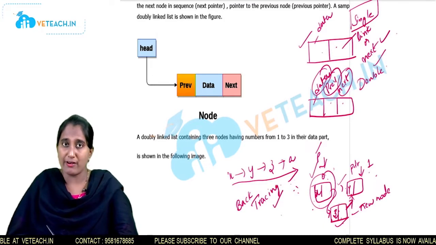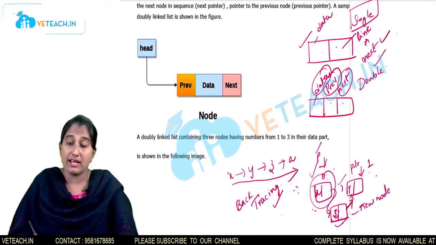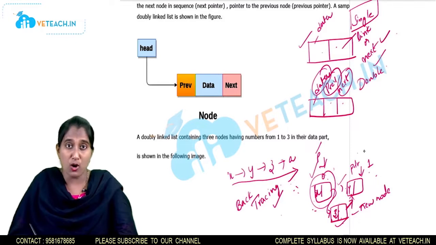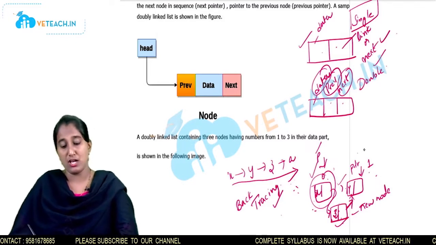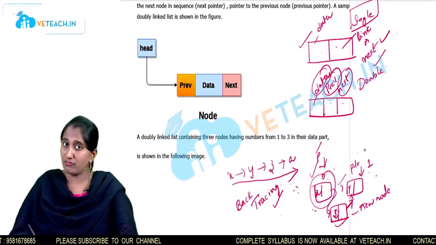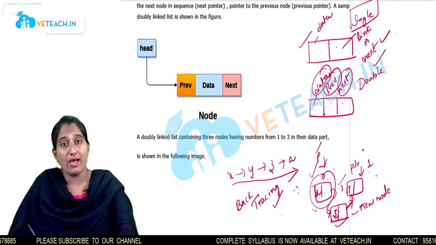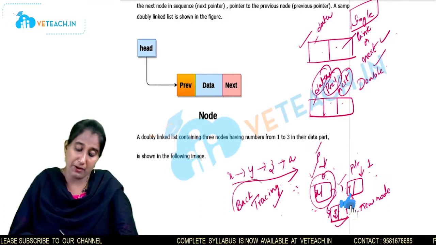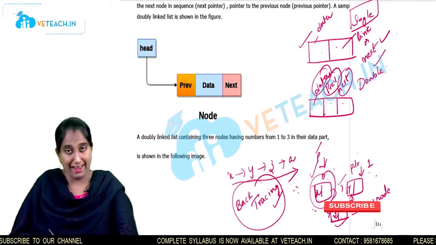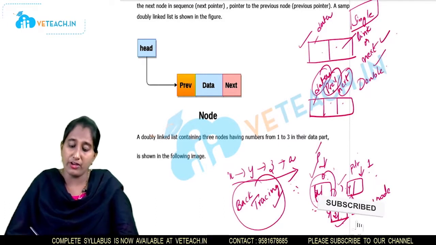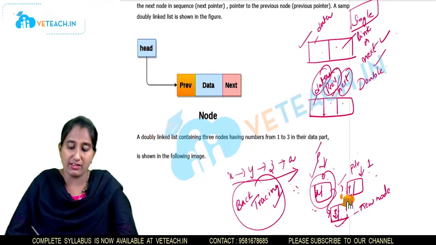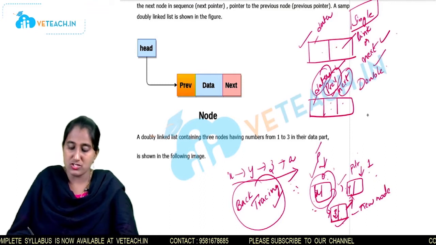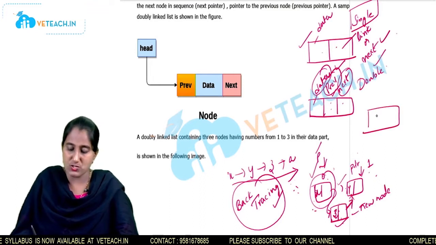In order to avoid these problems, they can be solved in the double linked list. Double linked list is one type of linked list where backtracking can be implemented. In order to implement this backtracking, we need to take one more field with the name previous. So the previous is a field in the node, which is in this way.